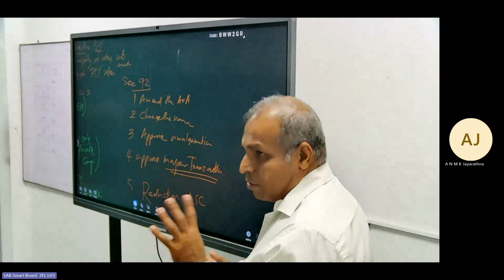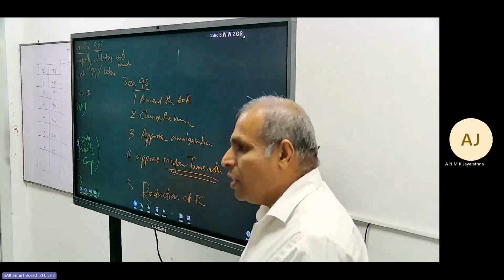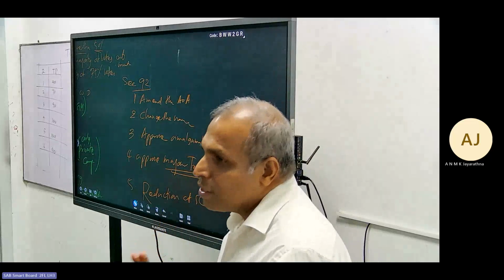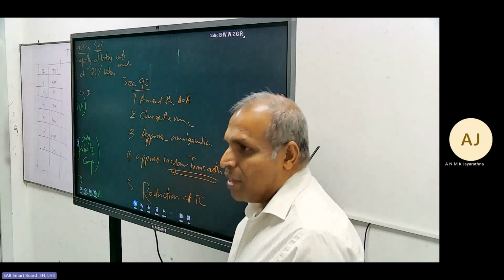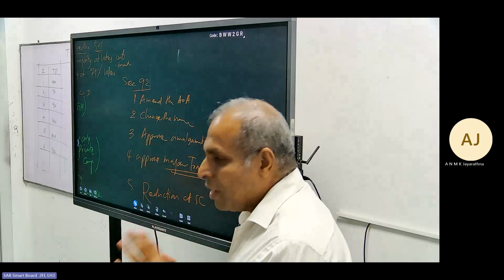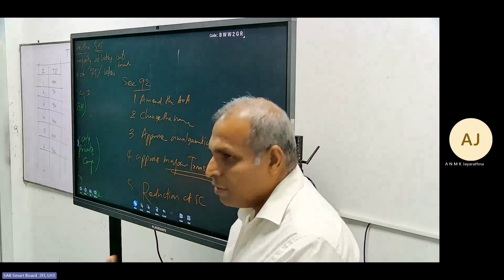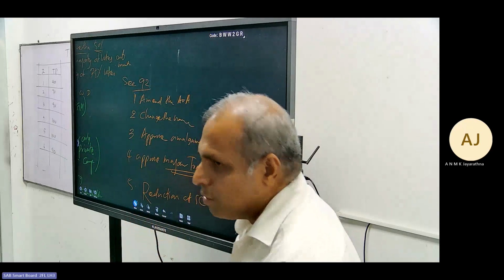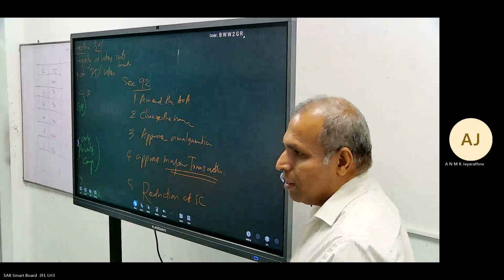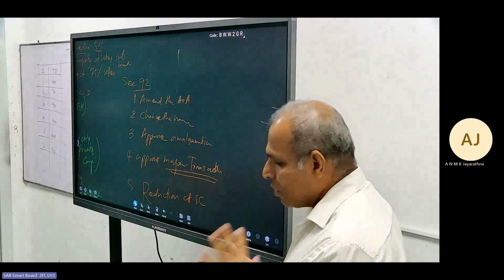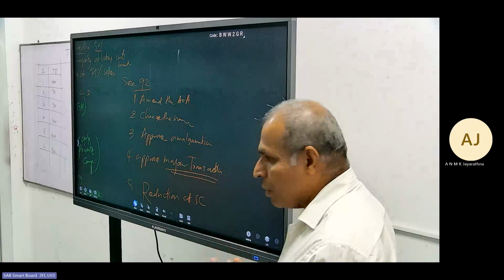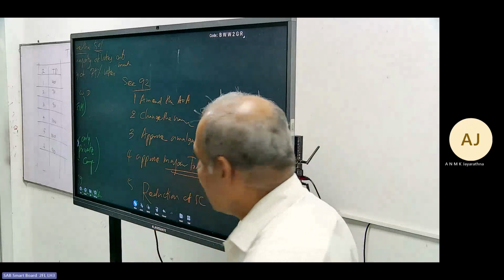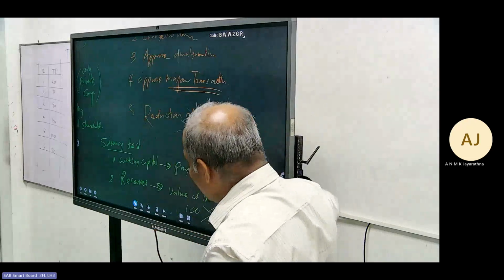Right? But we have to consider the Companies Act as well as the Articles of Association. If the articles say that in order to make a particular decision a special resolution is required, then we have to comply with the Articles of Association.